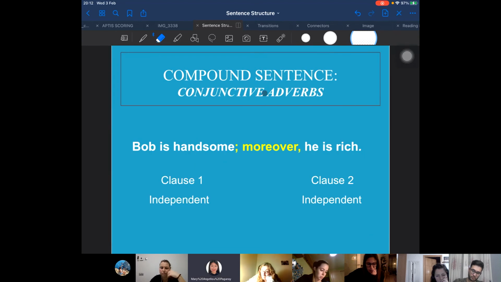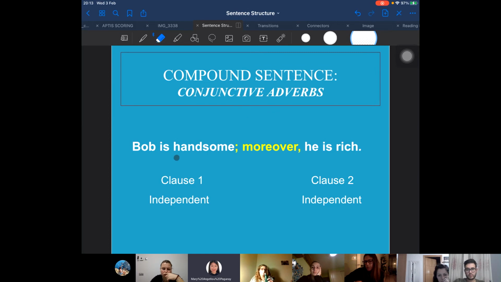So look, here we are using the conjunctive adverbs. And if we are using conjunctive adverbs, we need here the semicolon and a comma after the conjunctive adverb. So for example, Bob is handsome; moreover, he is rich. Okay, so sometimes we write without this one, and that's not formal writing. So that's why I am telling you this, so that your next writing will be better.